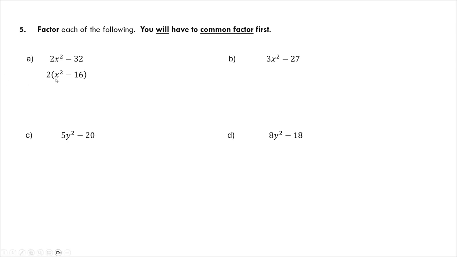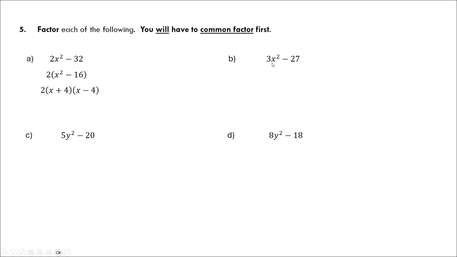Now, x squared is a perfect square. 16 is a perfect square. So what's inside the brackets we can factor using the difference of squares, while just keeping the 2 outside. The square root of x squared is x, and the square root of 16 is 4. Put our positive and our negative here, but don't forget to keep the greatest common factor out here.